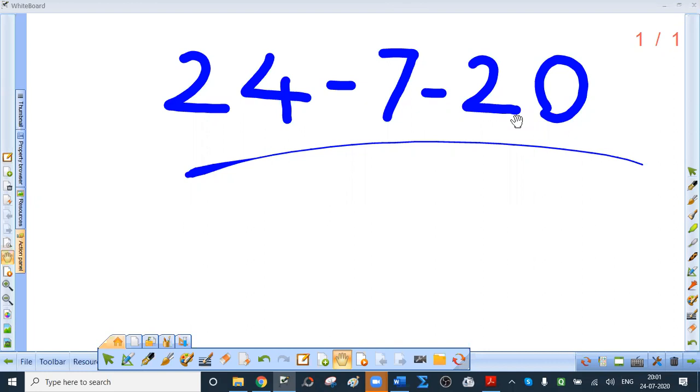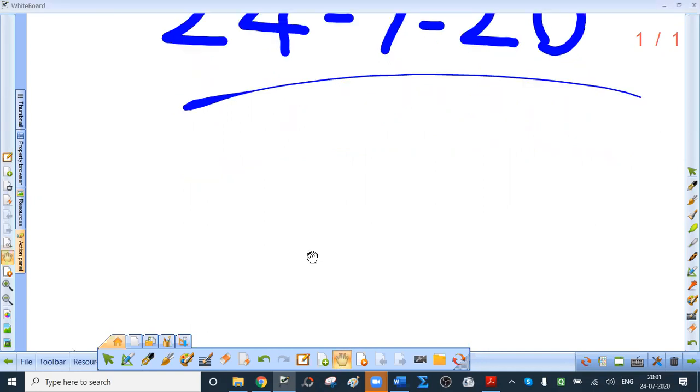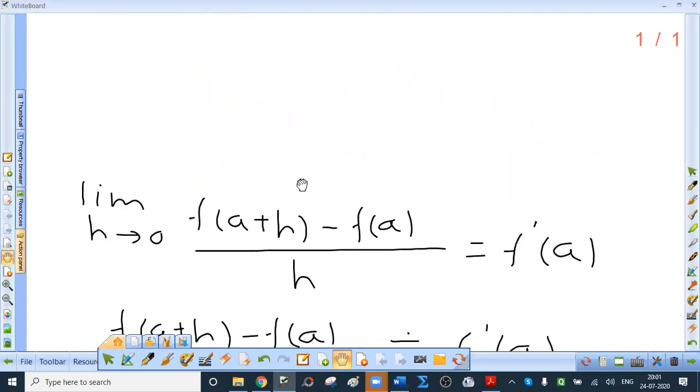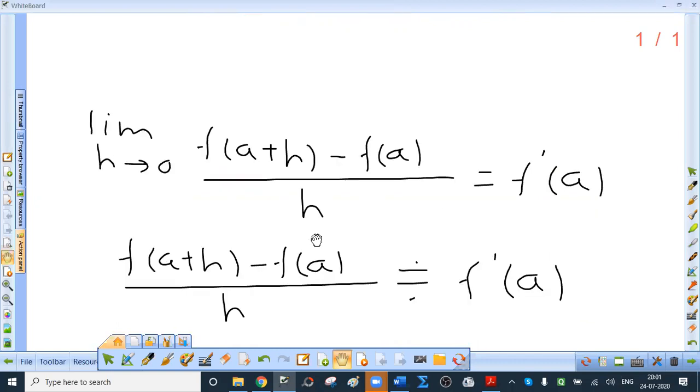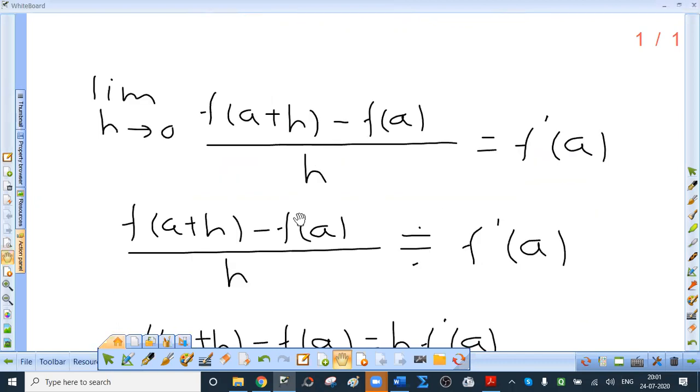I have already explained the formula for approximations. Let us revise that. What is f dash of a from the first principles? From the first principles, f dash of a is limit h tends to 0, f of a plus h minus f of a upon h. What does this mean? This means if h is very small, almost 0, then this is approximately equal to this.